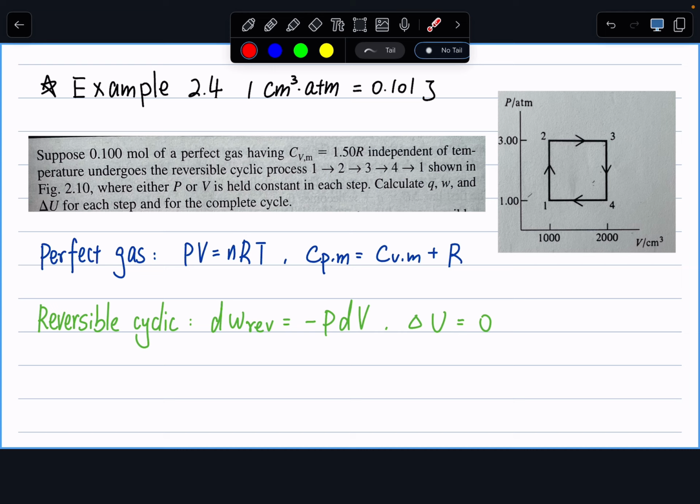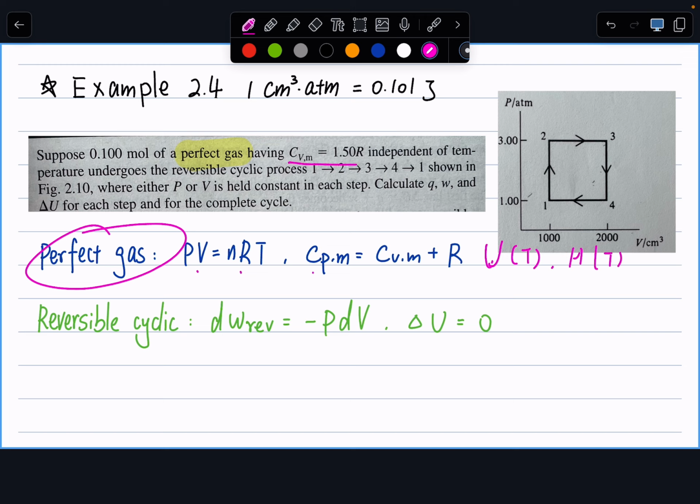Looking at this problem, when we're reading it, it says suppose 0.1 mole of a perfect gas. So I want to highlight my perfect gas and write out whatever we know about the perfect gas. PV equals nRT, the molar isobaric heat capacity equals the molar isochoric heat capacity plus R, the gas constant. And also the internal energy is only a function of T, the enthalpy is only a function of T. So these are the things we know. We know what CVM is, and it's telling us our CVM is a constant independent of temperature, so we can treat it as a constant.